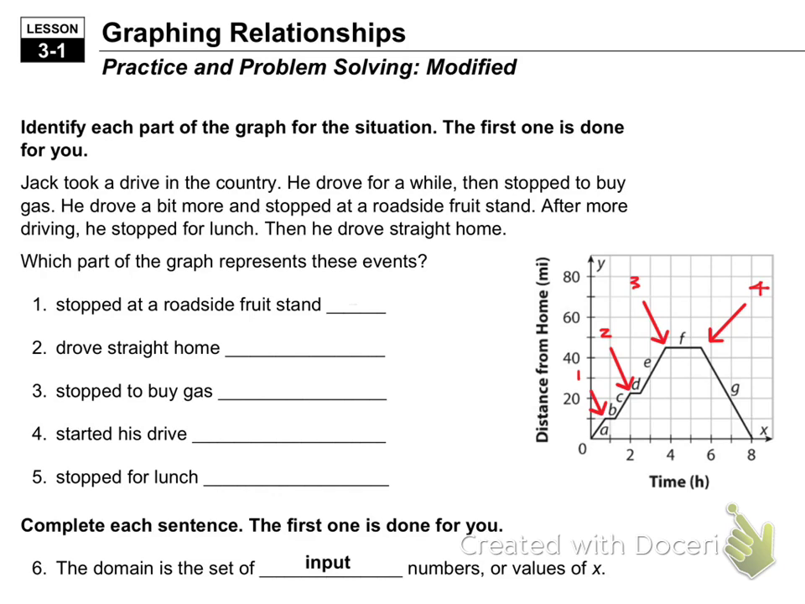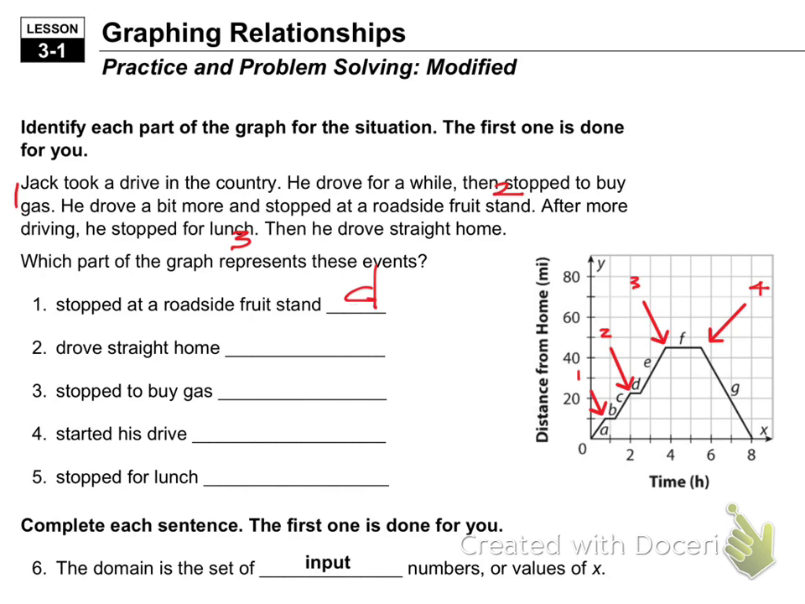So question 1 says, stopped at a roadside fruit stand. We should look back at the passage and determine, number those, which one of those different stops exists with each one of the numbers that we have on the graph. For example, the first stop was to get gas, so that's stop 1. Stop 2 was at the fruit stand, and then stop 3 was for lunch, and then 4 is whenever Jack starts returning home. So D would be the stop at the fruit stand.